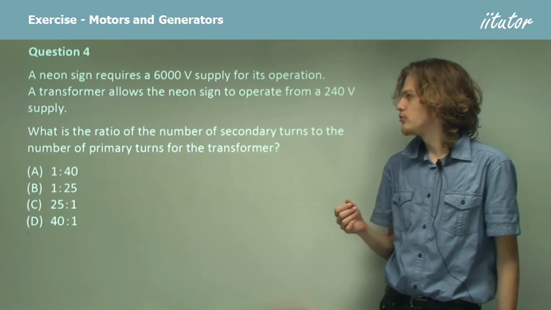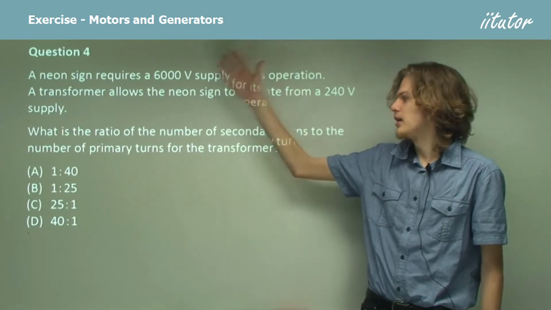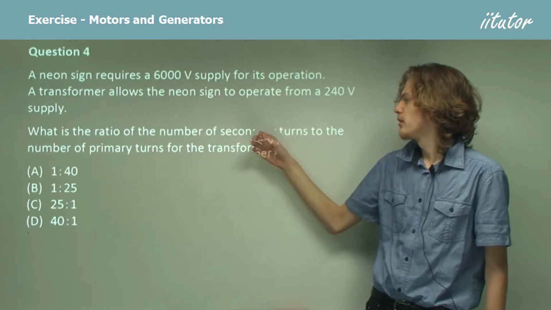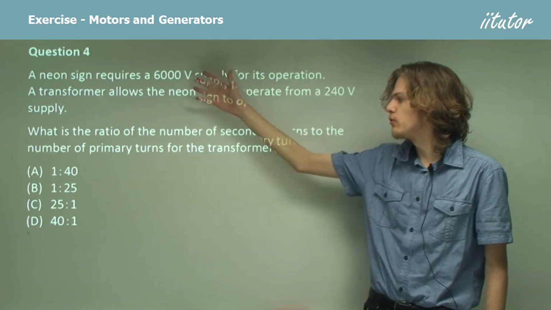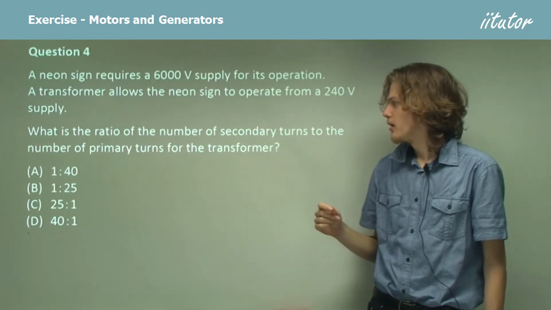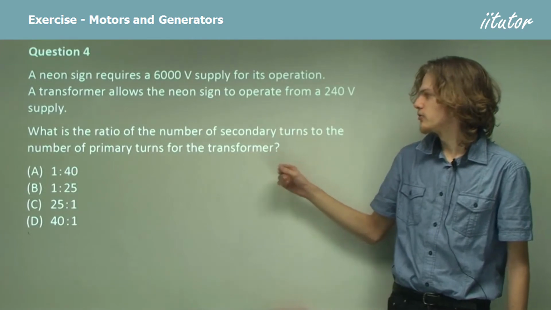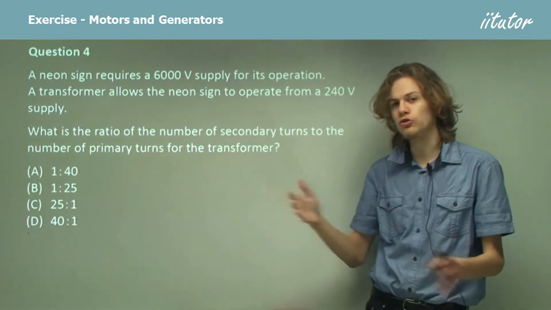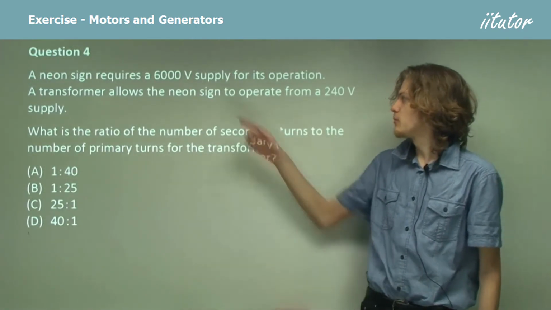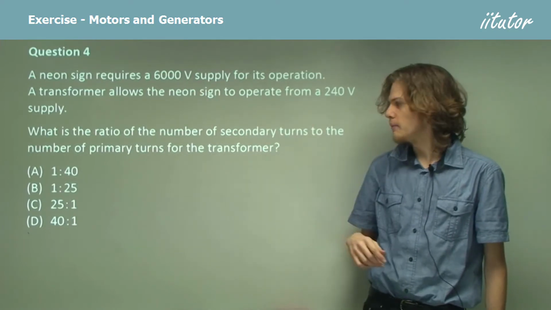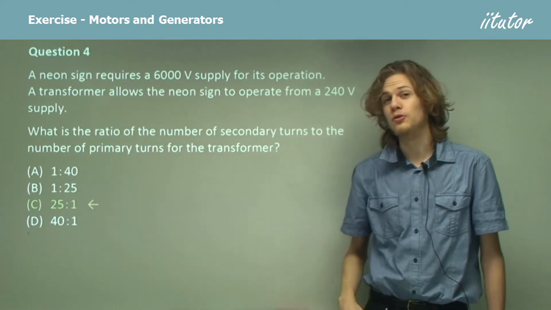So in this case, we're trying to turn a small voltage into a big voltage. So that means that the secondary turns to the primary turns will be big to small. And we can see from the ratio of 6,000 to 240 that the correct answer will be 25 to 1.